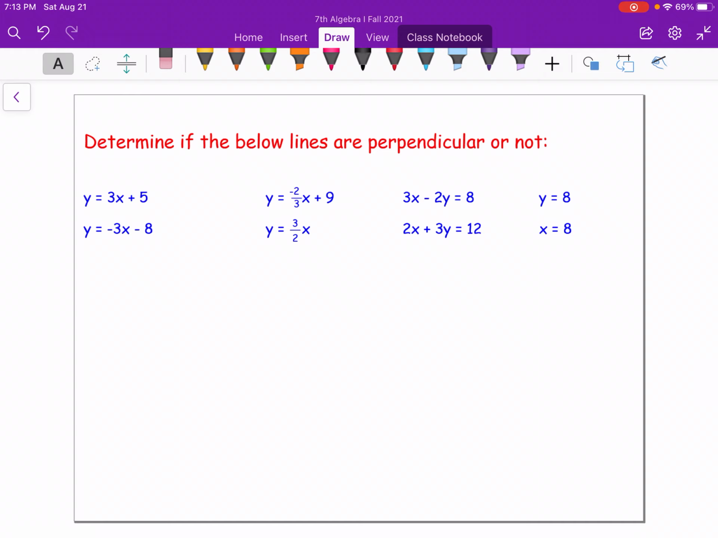So now we're going to determine if these lines are perpendicular or not. So my first line has a slope of 3. The second one has a slope of -3. Those are opposites, but they're not reciprocals. It would have to have a slope of -1/3. That would be the perpendicular slope. So these are not perpendicular. The next one has a slope of -2/3, so the perpendicular slope would be positive, and if I flip that fraction, it becomes 3 over 2, which is what I have. So these are perpendicular.